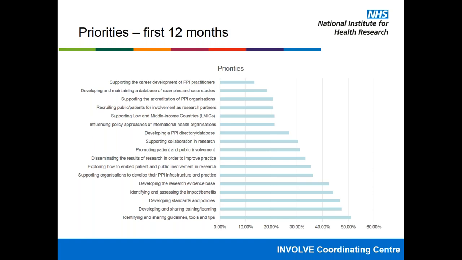And I think it's still this idea that collectively people want to work in developing the framework of public and patient involvement. People's main choices are very much about the how-to of public and patient involvement. So we've got developing standards and policies, training and learning, guidelines, tools and tips, and of course, developing the research evidence base. But we'll touch on these again when we talk about the vision, the mission and objectives, because of course it's findings from here that have informed the thinking on perhaps where we want to go with our vision, mission and objectives. So thank you very much.